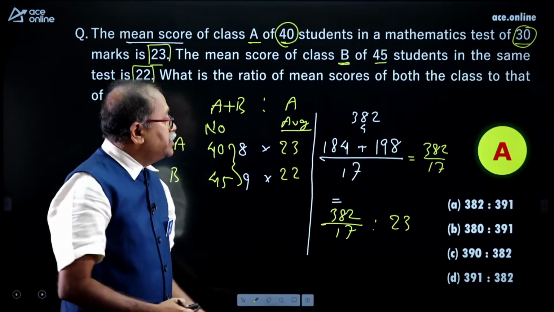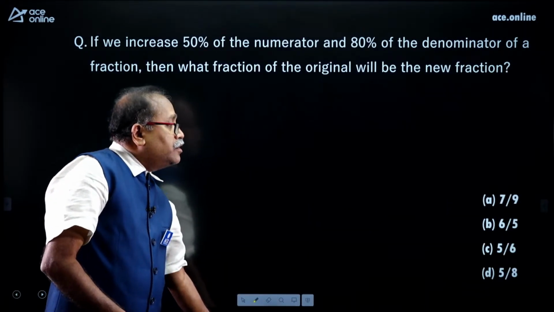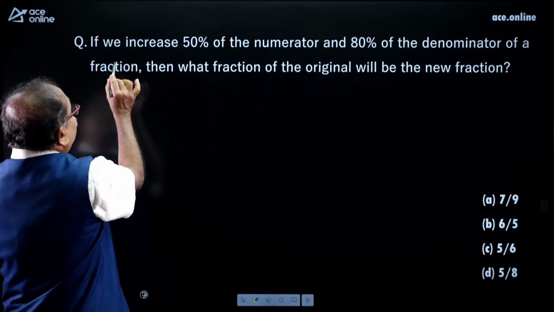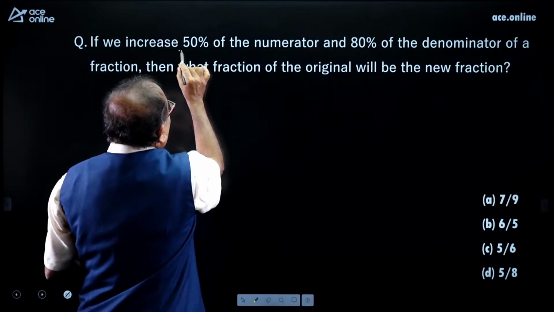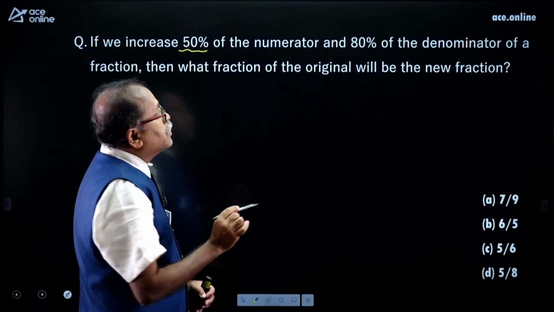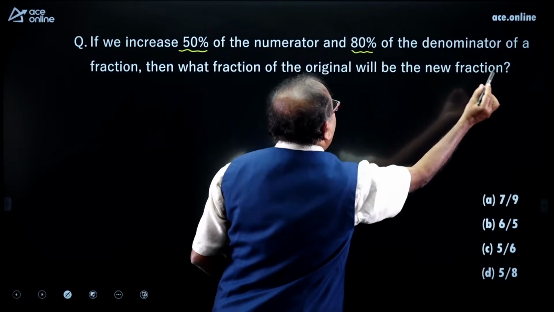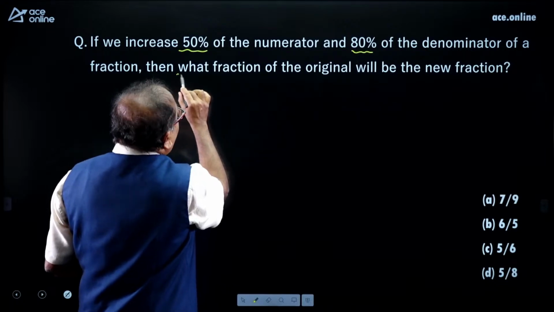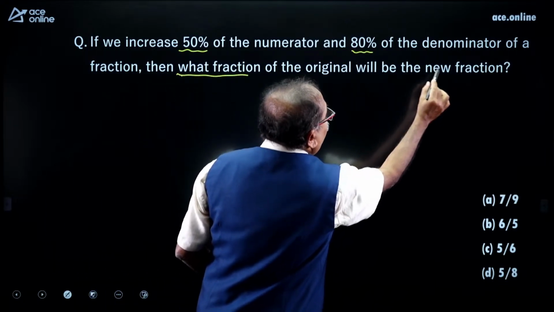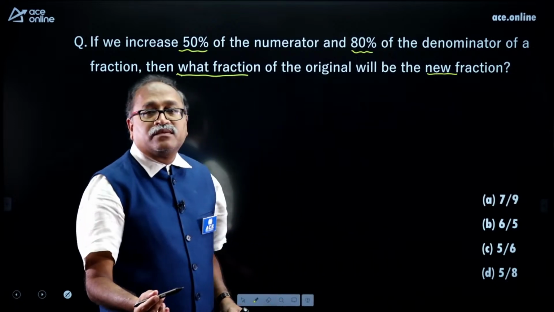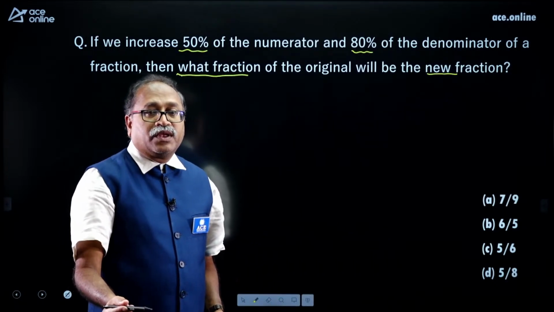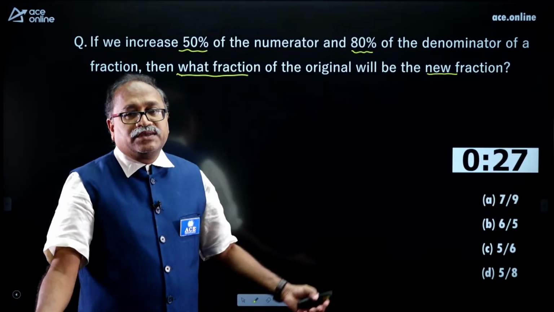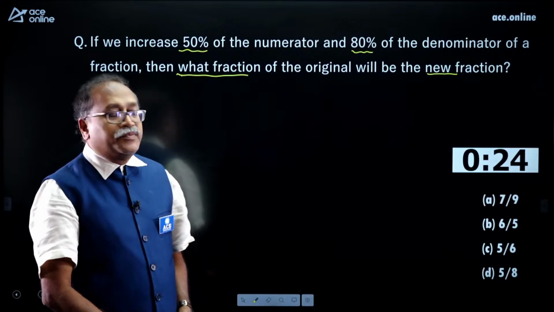Moving on to the next question, friends, and it is here. What's the question? Shall we check together? If we increase 50% of a numerator and 80% of the denominator of a fraction, what fraction of the original will be the new fraction? Previously asked question. I'm sure you can answer the question. Your 30 seconds starts here. Let's consider it as practice. One hour together we are practicing it.